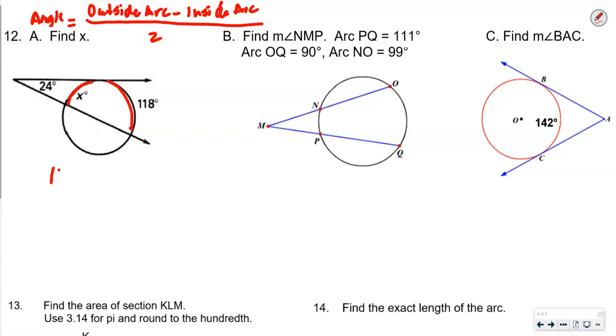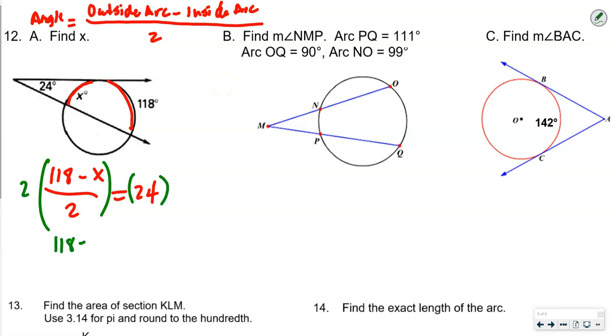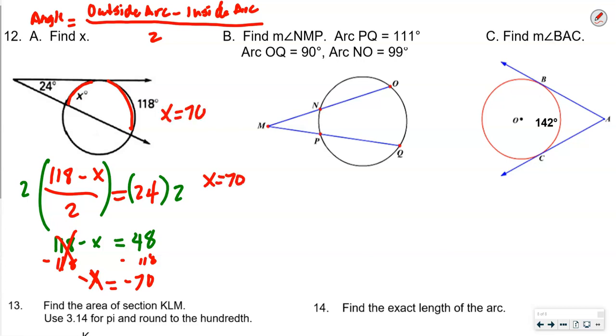So we're going to do 118 minus x divided by 2, that equals 24. Okay, so I noticed that I need to get rid of that 2 in the denominator, so we're going to multiply both sides by 2. So that's going to give me 118 minus x equals 48. And then I'm going to subtract 118 from both sides. So that's now gone from there. So that's negative x equals negative 70. So now we could either multiply or divide both sides by negative 1. So x is going to be equal to 70 here. Okay, so x equals 70.